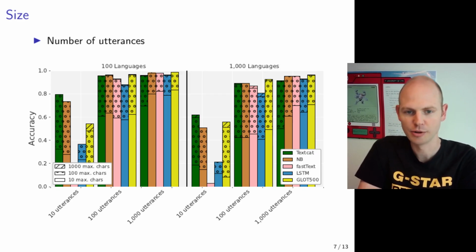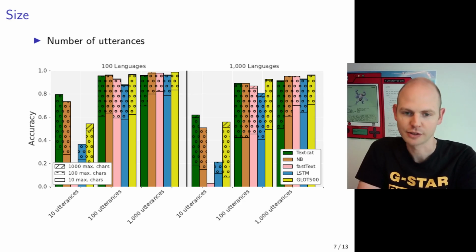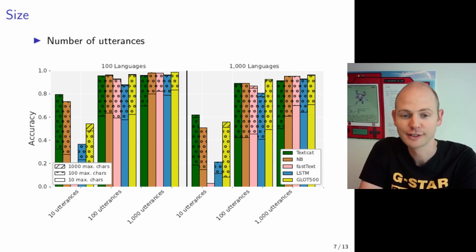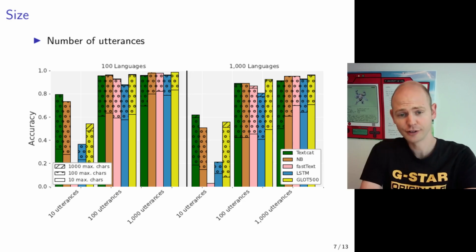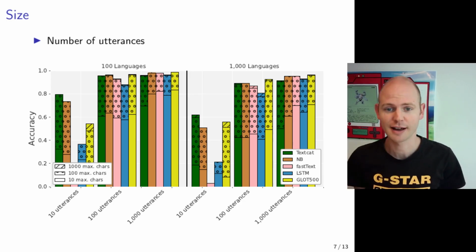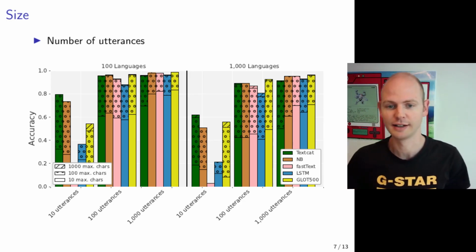Now let's talk about the number of utterances next. So we group these here. So we have 10, 100 and 1,000 utterances. And we can very clearly see that 10 is not enough. Performance is low for all models. But for 100 we already get very high performance, and for 1,000 we get a small increase again.